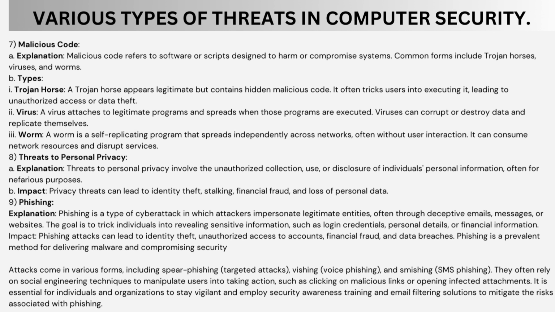Common forms include Trojan horses, viruses, and worms. So I'm going to describe each. Trojan horse appears legitimate but contains hidden malicious code. It often tricks users into executing it, leading to unauthorized access or data theft. Virus. A virus attaches to legitimate programs and spreads when those programs are executed. Viruses can corrupt or destroy data and replicate themselves. Worm. A worm is a self-replicating program that spreads independently across networks, often without user interaction. It can consume network resources and disrupt services.